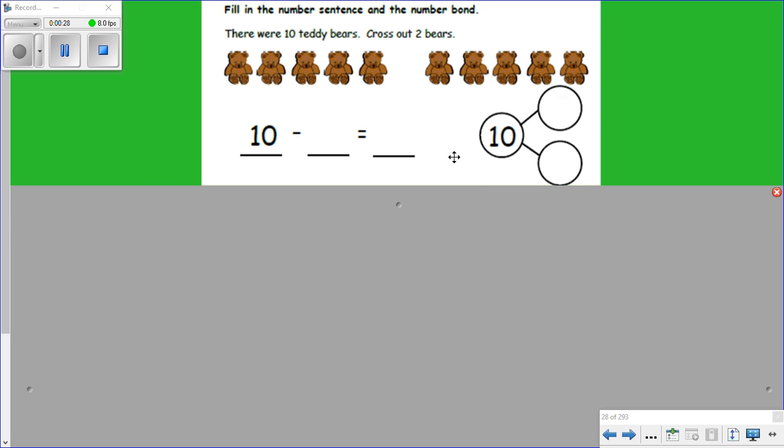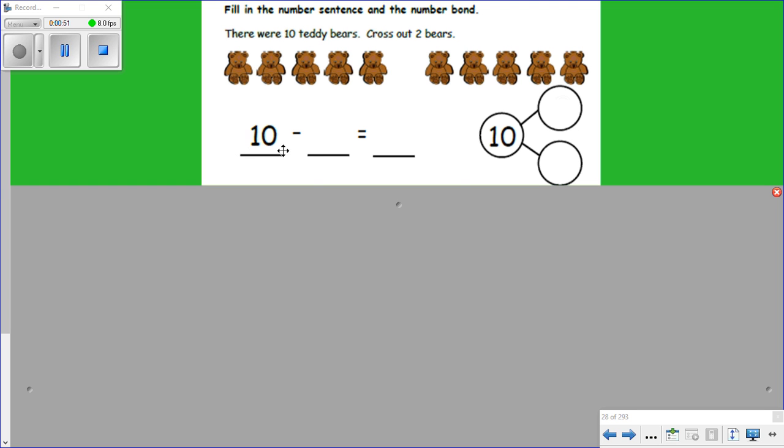This first bit of work we are going to do is not in your workbook, so do not start flipping pages and trying to find this. Let's read along with me together. There were 10 teddy bears. Cross out 2 bears. Okay, and we already have part of the equation set up for us.